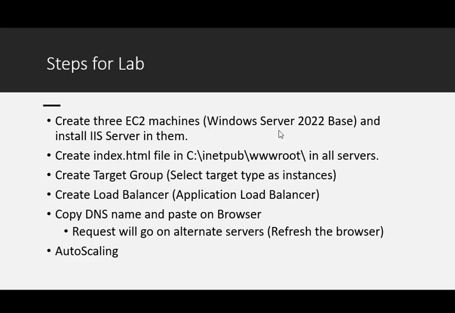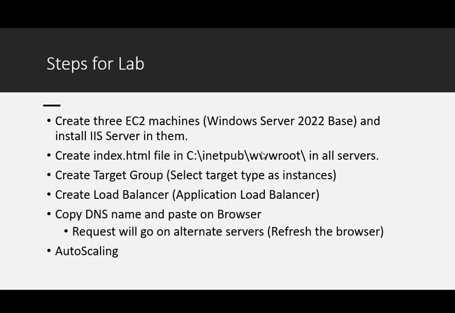The detailed steps for this lab will be: initially I will be creating three EC2 machines, and all these machines will have Windows Server 2022 base as the operating system. After installing the operating system, we will be installing IIS server and creating a simple web page: this is server 1 for the first EC2 machine, this is server 2 for the second EC2 machine, this is server 3 for the third EC2 machine. After creating this page, I will be saving each page with the name index.html in the path C drive, inetpub, wwwroot.